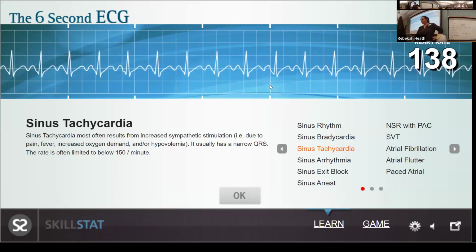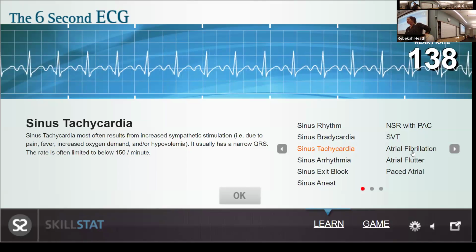Let's count these QRS complexes just for fun. 1, 2, 3, 4, 5, 6, 7, 8, 9, 10, 11, 12, 13, 14, 15, 16. What would the rate be? 160, right?